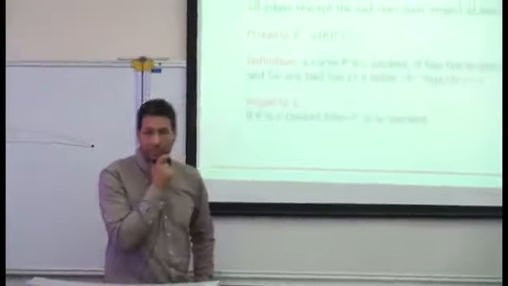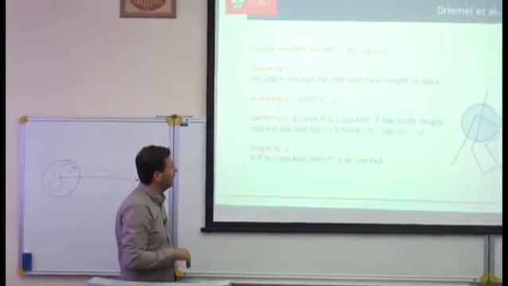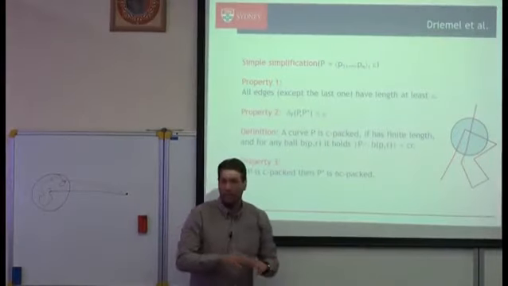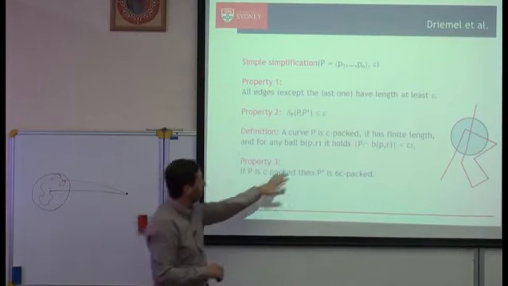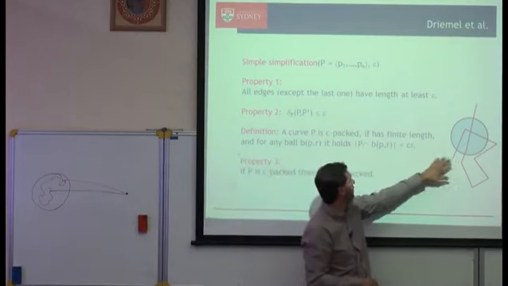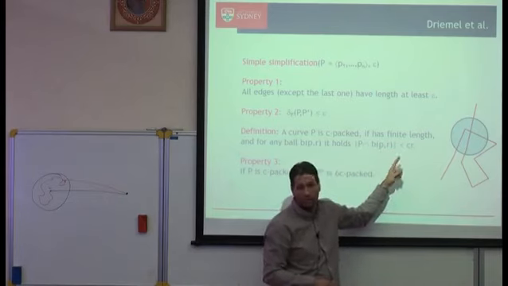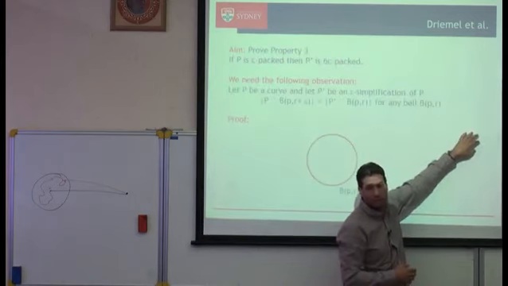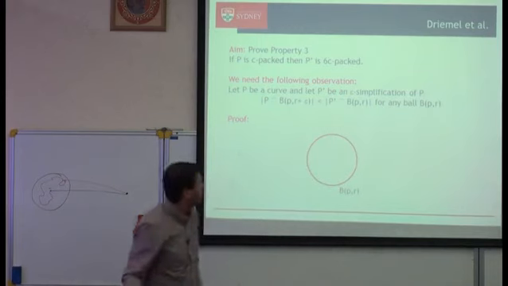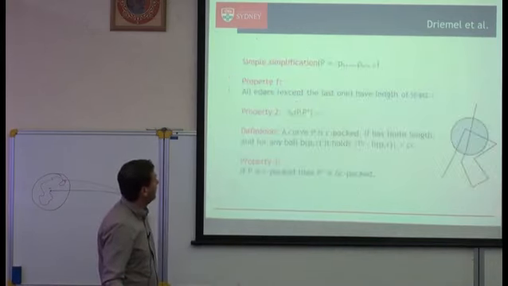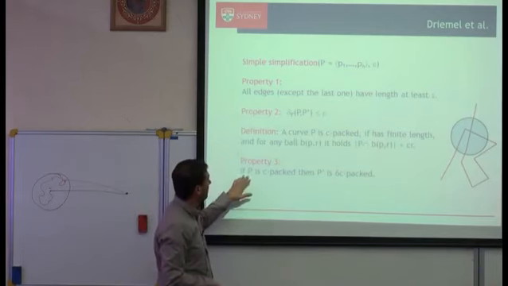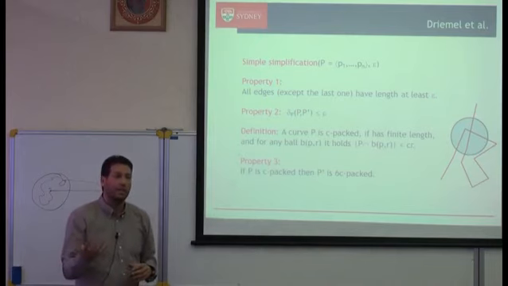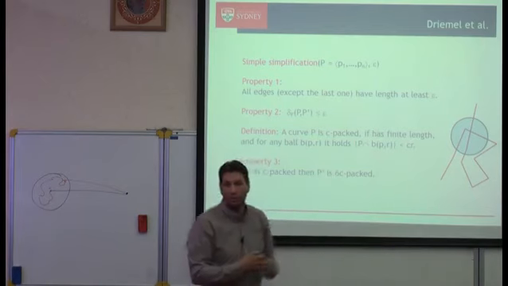I haven't talked about C-packedness very much, but I think it's quite a nice measurement for curves. A curve P is C-packed if it has finite length, and for any center and any radius, the intersection between the curve and the ball is at most some constant C times the radius of that ball. That just means that you cannot have too much of the curve inside any ball. The property that Driemel proved is that if the path is C-packed, then the simplification will be 6C-packed. So you maintain this sparseness of the curve.